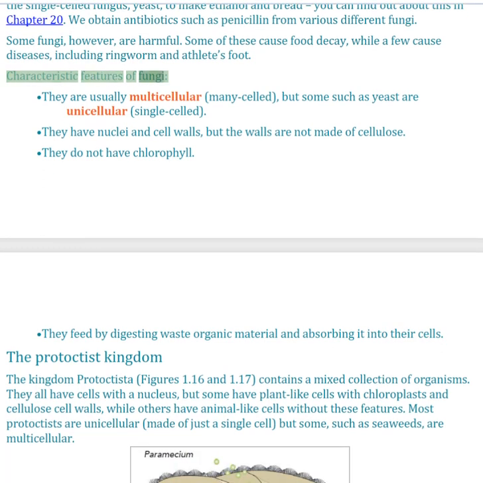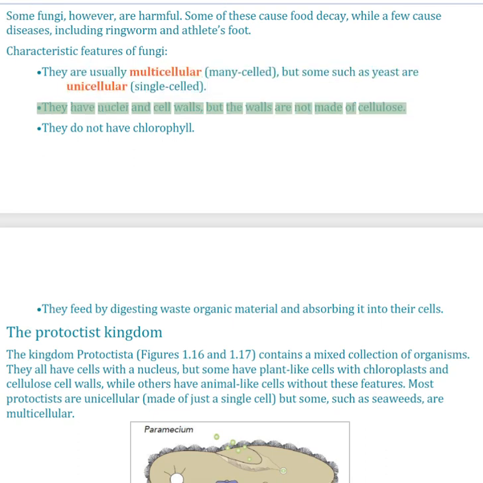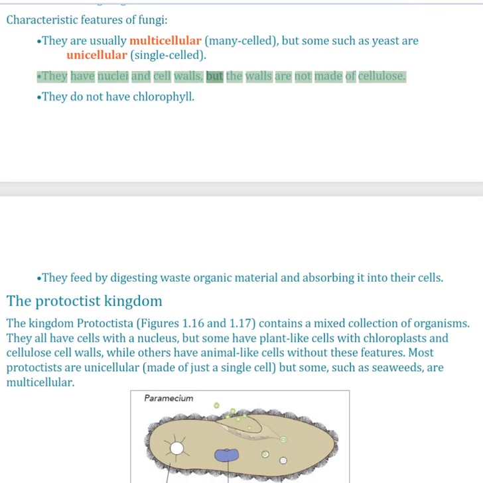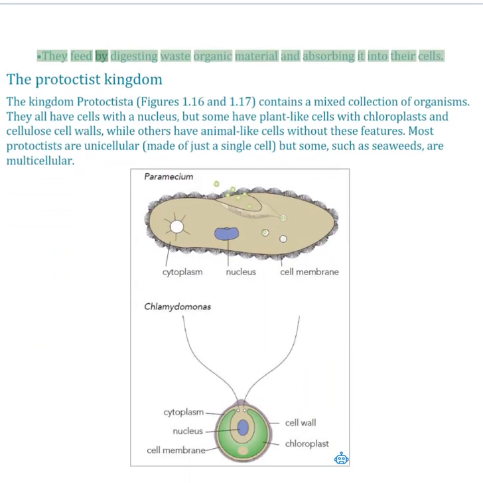Characteristic features of fungi. They are usually multicellular, but some such as yeast are unicellular. They have nuclei and cell walls, but the walls are not made of cellulose. They do not have chlorophyll. They feed by digesting waste organic material and absorbing it into their cells.